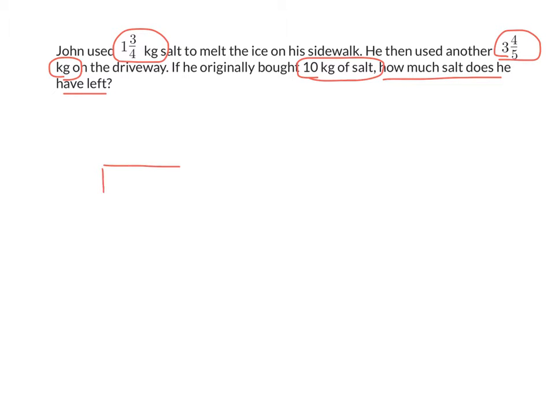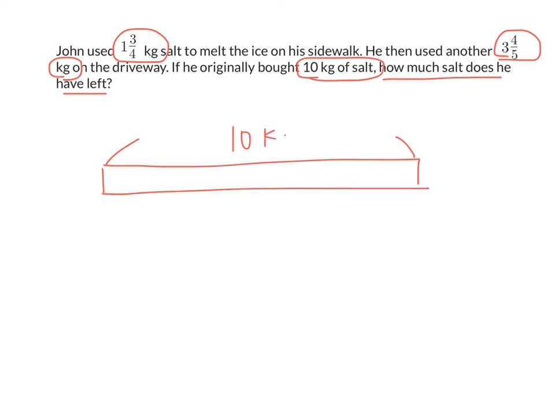So a picture might look like this. He originally had 10 kilograms of salt. He used up 1 3/4. He used up 3 4/5. And he has some amount left. We're trying to figure out how much he has left. So this is a multi-step problem. What would the first step be that you would need to do?